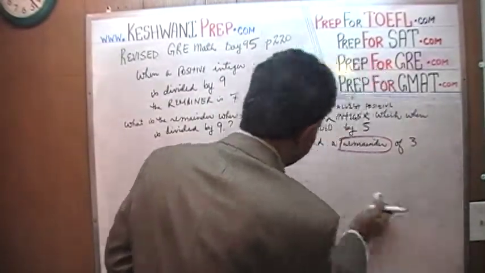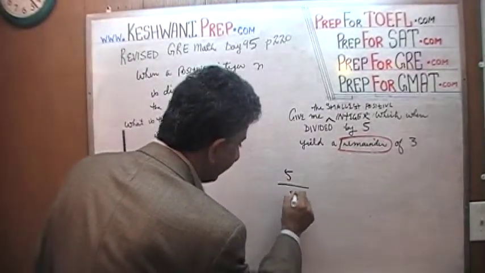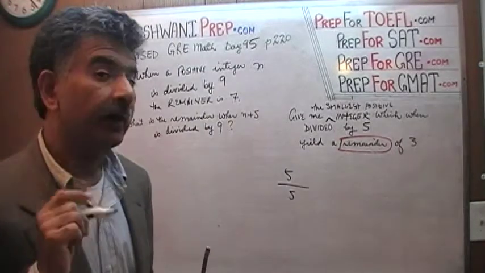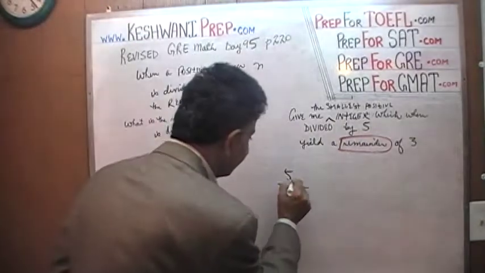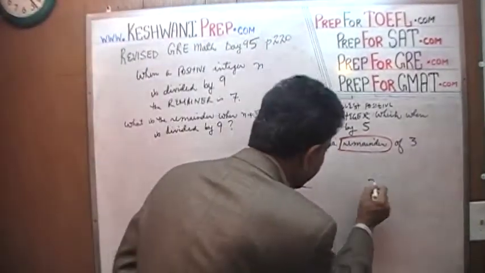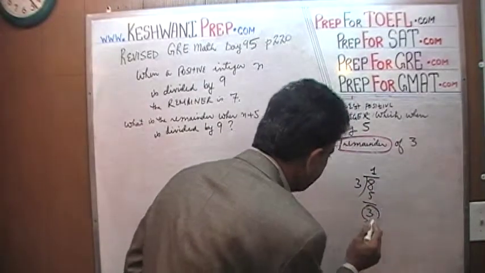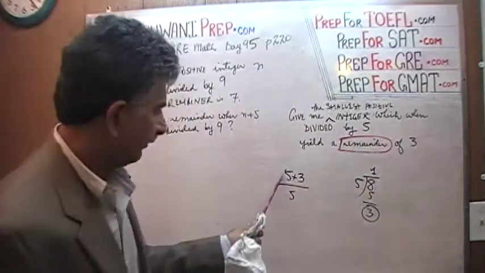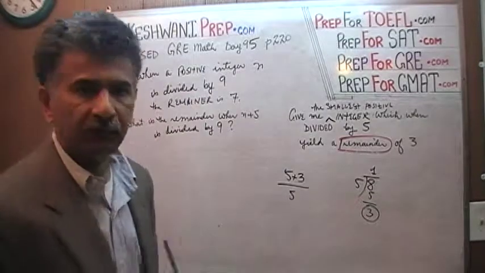And listen, okay? We know that we can divide 5 into 5 very easily. Obviously, 5 goes into 5 one time. We want a remainder of 3. Therefore, the smallest number that will do the job is just 3 more than that. Voila. 8 divided by 5, 5 plus 3 is 8, divided by 5, will give us a remainder of 3.